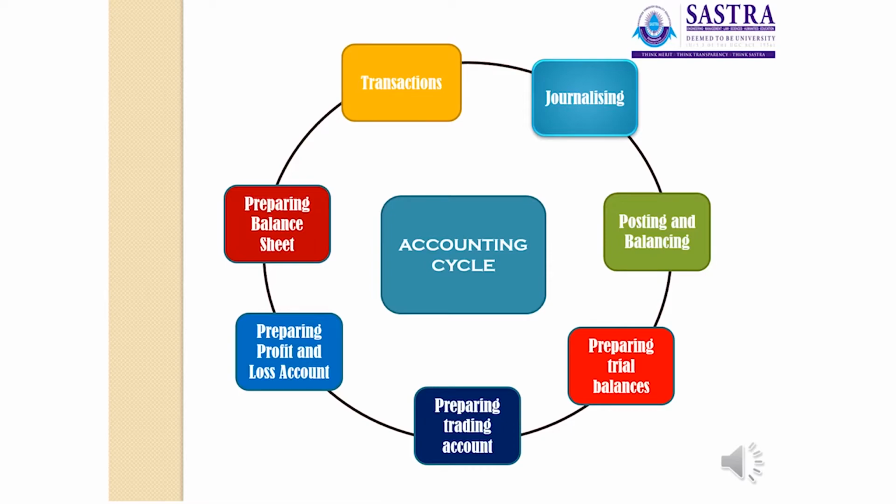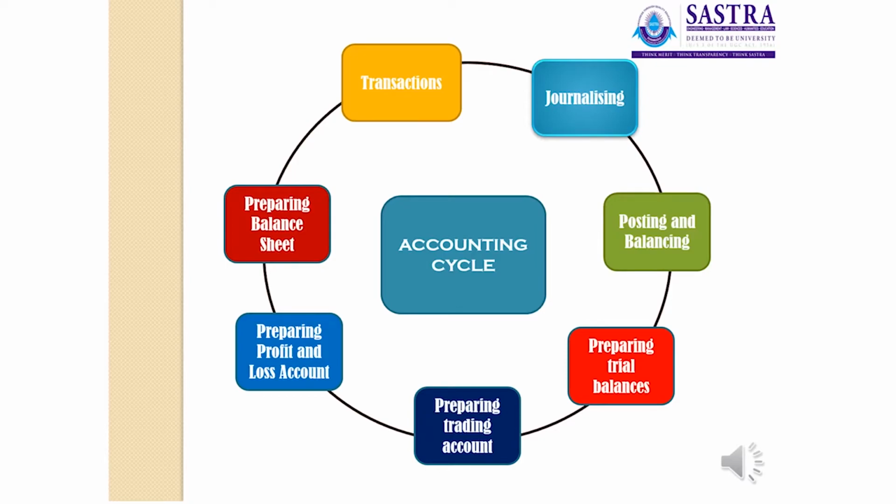First step is identifying the transactions and journalizing. All the monetary transactions are recorded in the books of original entry called journals. This is otherwise called prime entry. Each and every transaction should be recorded here. Each transaction has two aspects: one is the benefit receiving aspect and another one is the benefit giving aspect.